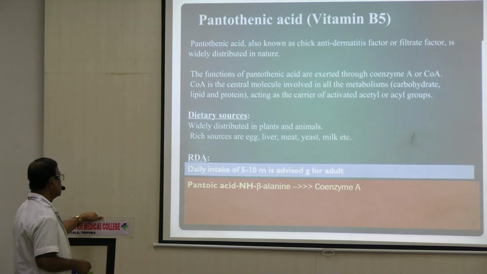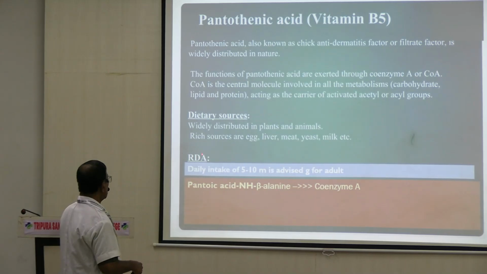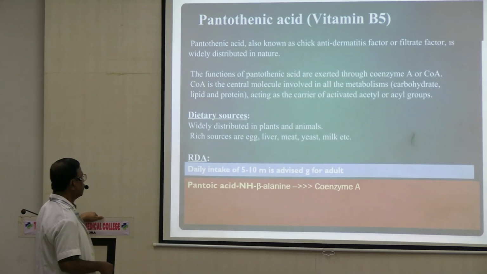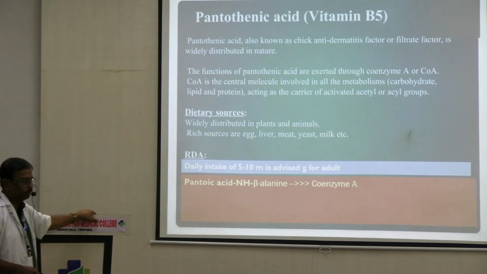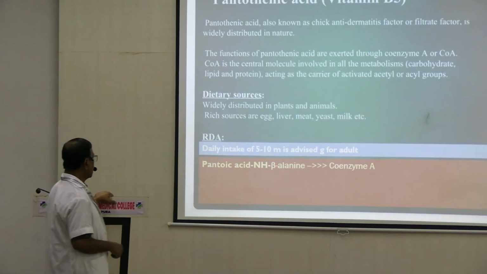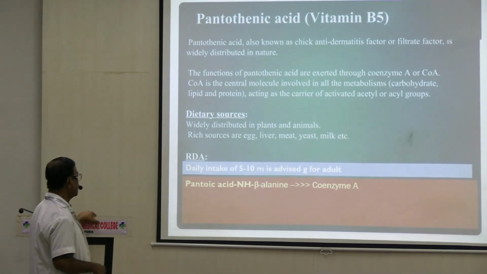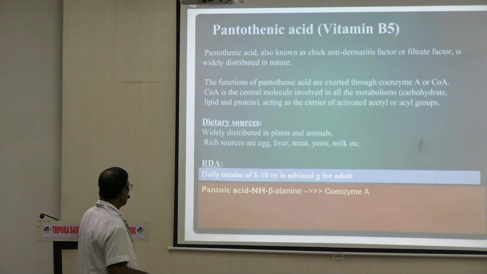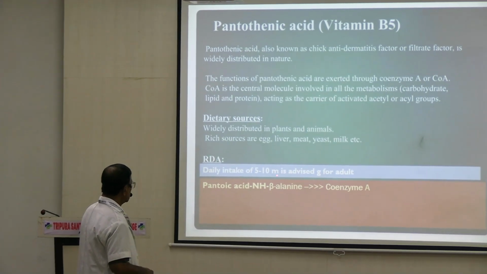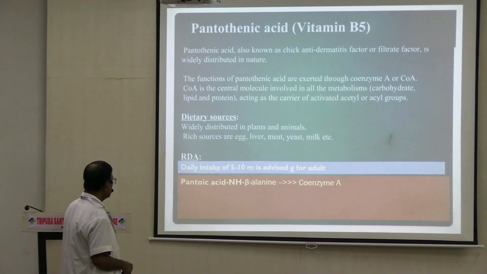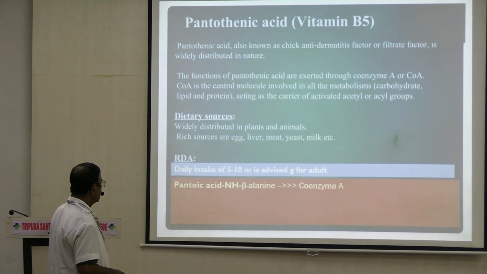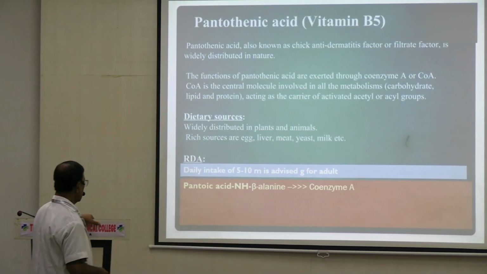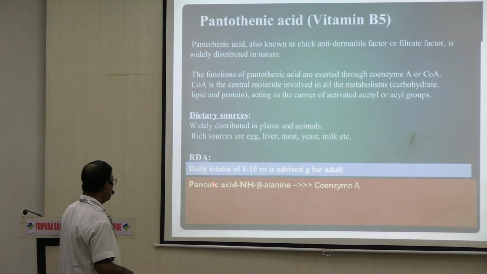Dietary source is widely distributed in plant and animal. Rich sources are egg, liver, meat, yeast, milk. Dietary intake 5 to 10 milligram, some typing problem. Dietary intake is 5 to 10 milligram advised for adult.